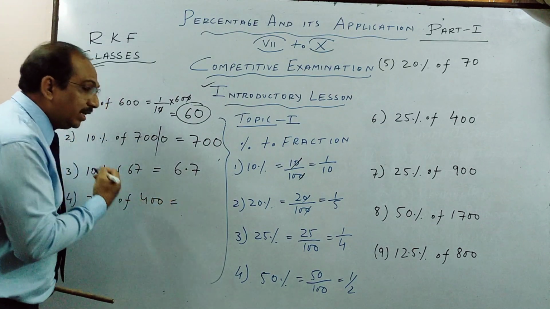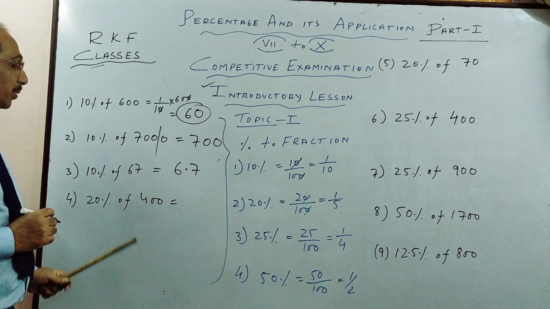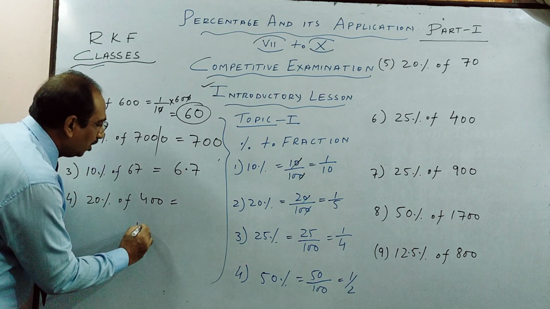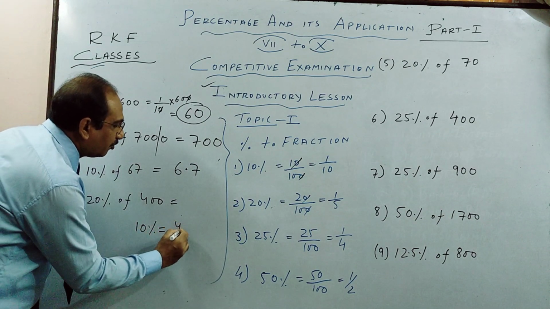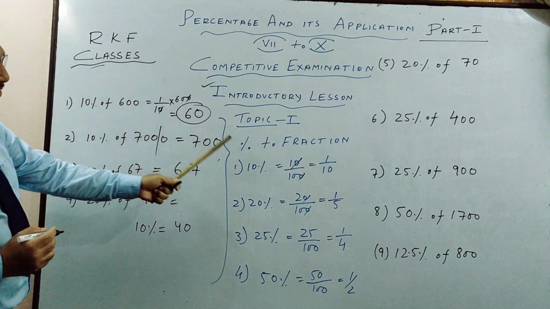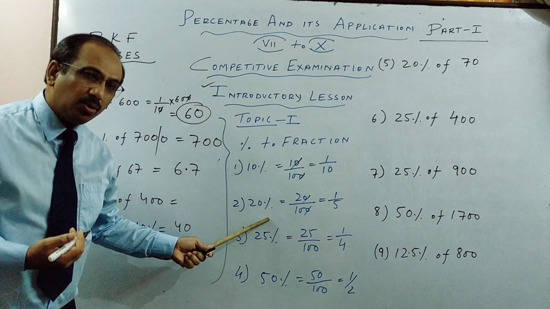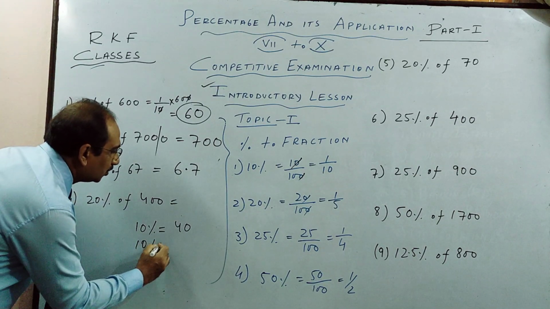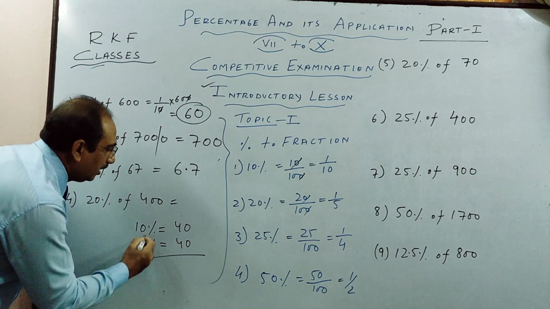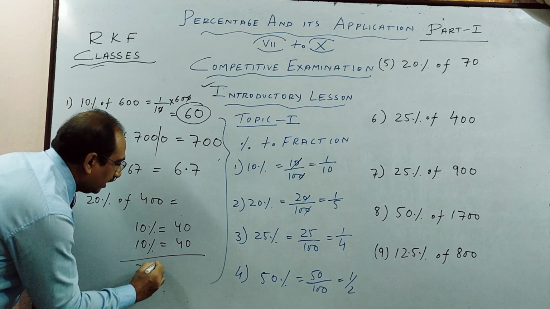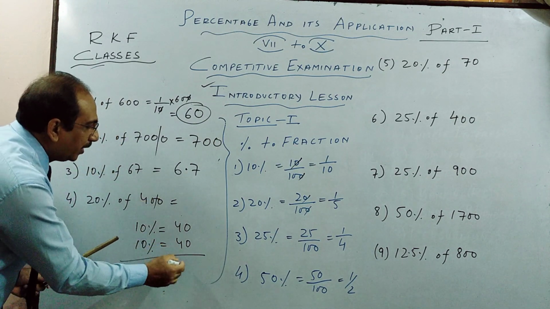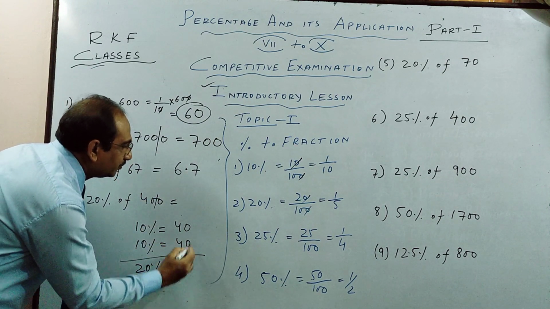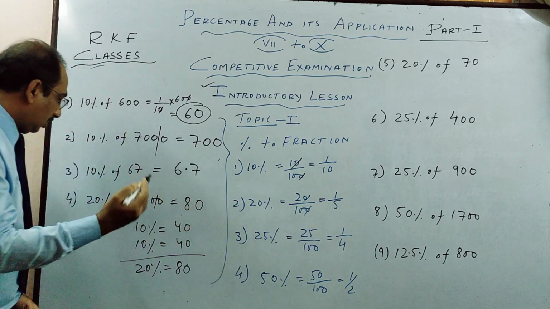Now what about 20%? Mentally, what you do: 10% I told you is 40. There are two ways of doing 20%. The first way is 10 plus 10. So 10% is 40, 10% is 40. So 20% is 80. Got it? Or another way.